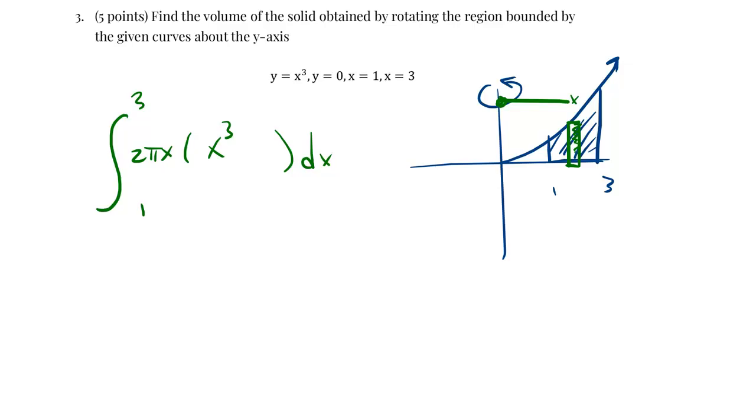So there's your setup. Just go ahead and finish it out. Bring the 2 pi out here. We have x to the 4th dx, 1 to 3.